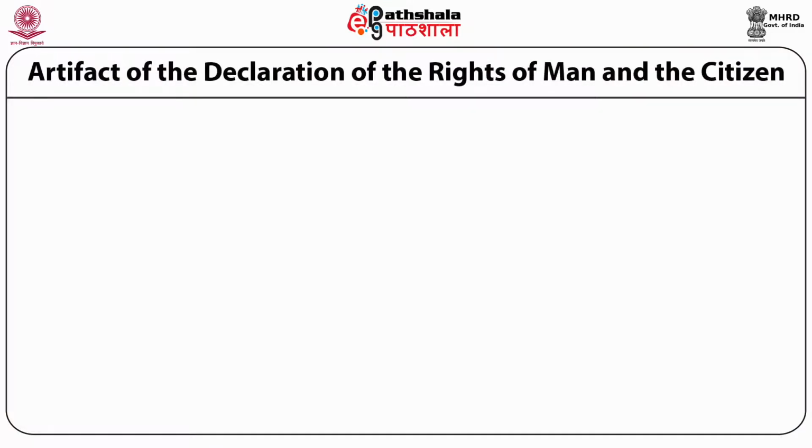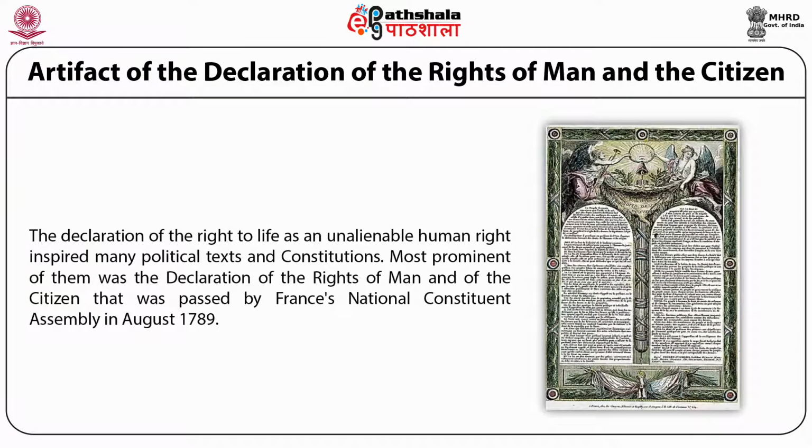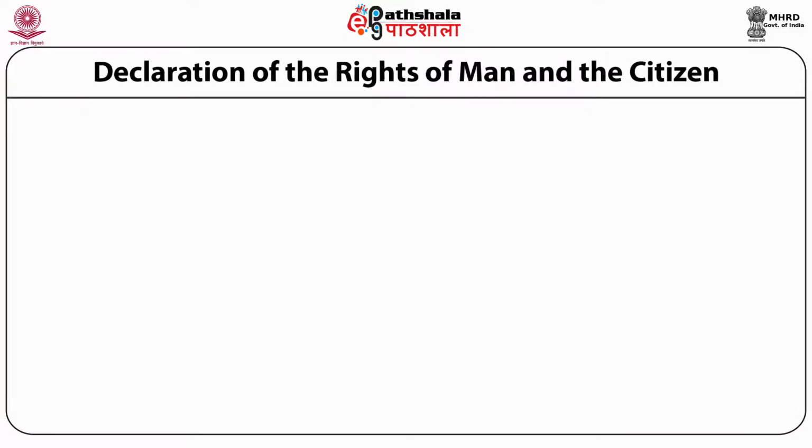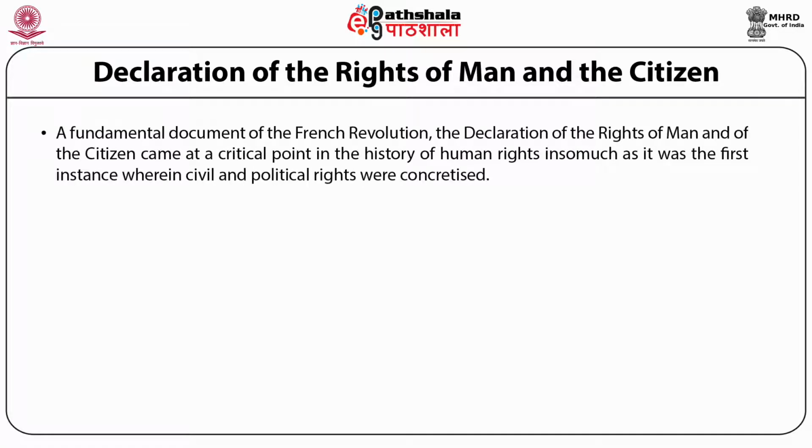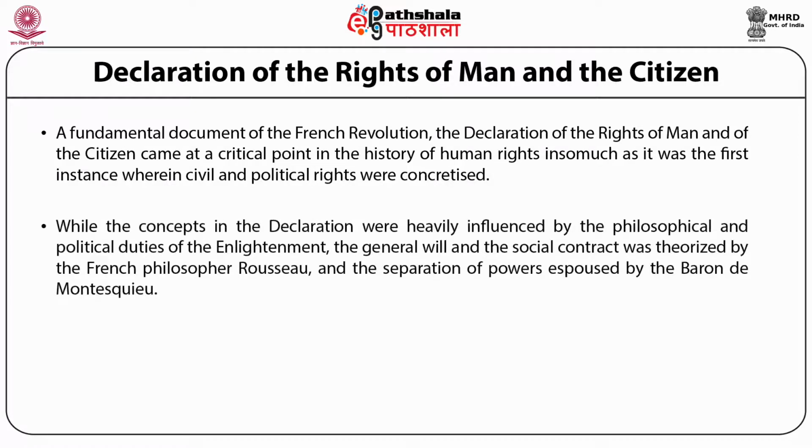You are here looking at an artifact of the Declaration of the Rights of Man and the Citizen, which is one of the founding charters of the French Republic. Now let's come to the Declaration of the Rights of Man and the Citizen. A fundamental document of the French Revolution, it came at a critical point in the history of human rights, inasmuch as it was the first instance wherein civil and political rights were concretized. The concepts in the Declaration were heavily influenced by the philosophical and political ideas of the Enlightenment.